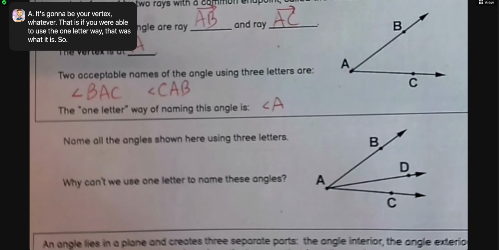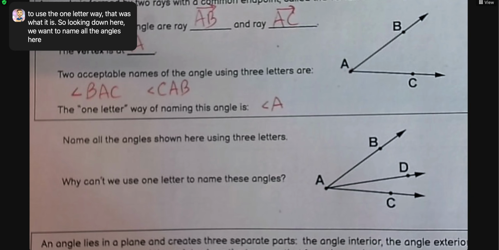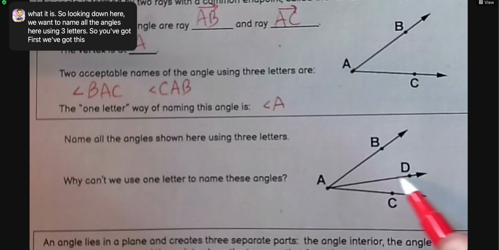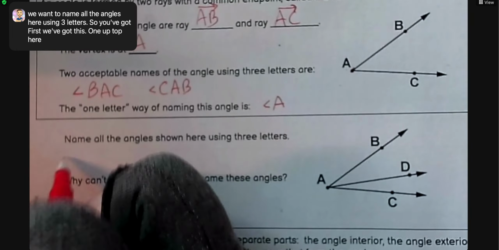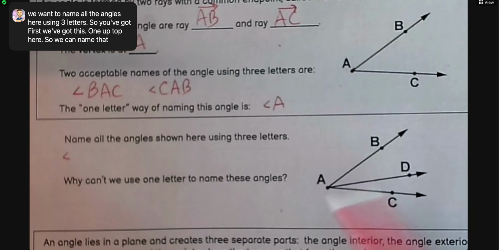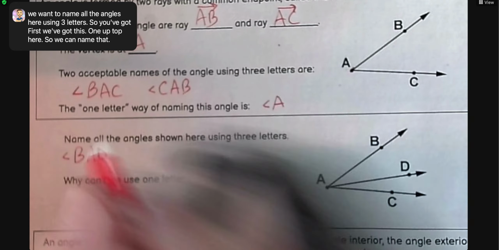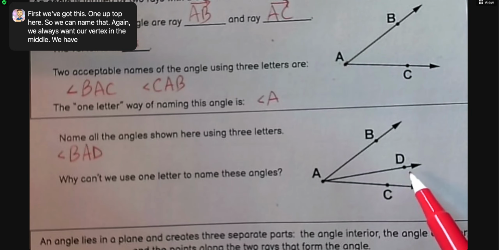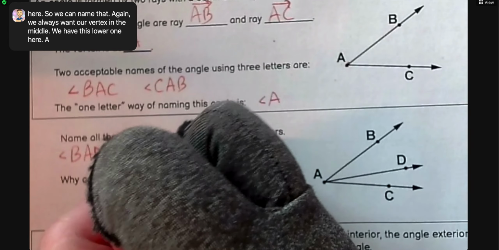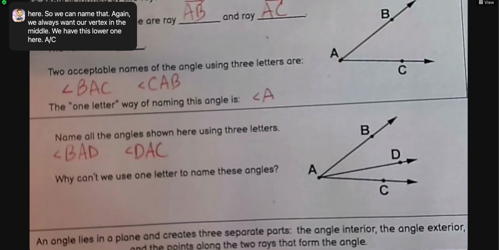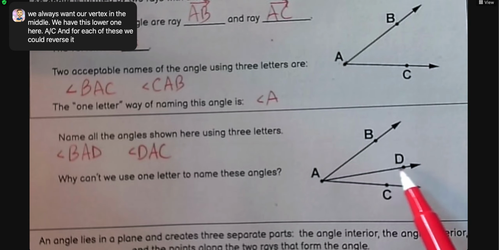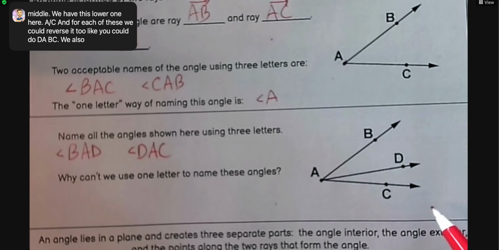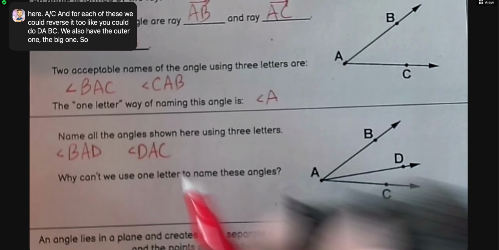So looking down here, we want to name all the angles here using three letters. First we've got this one up top here. So we can name that BAD. Again, we always want our vertex in the middle. We have this lower one here, DAC. And for each of these, we could reverse it too, like you could do DAB, CAD. We also have the outer one, the big one, so BAC.